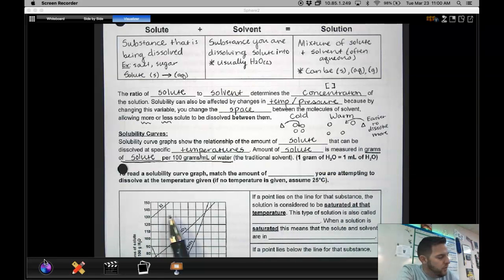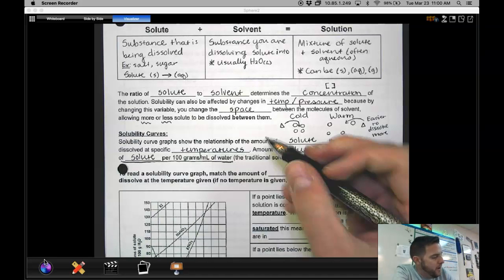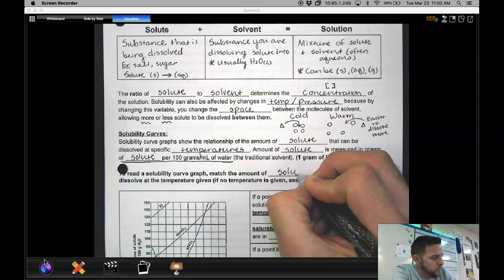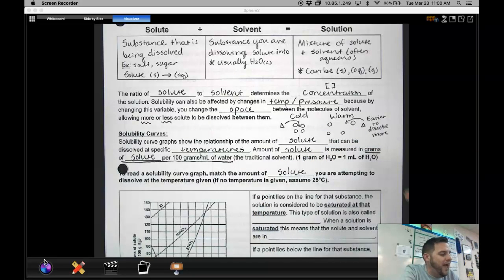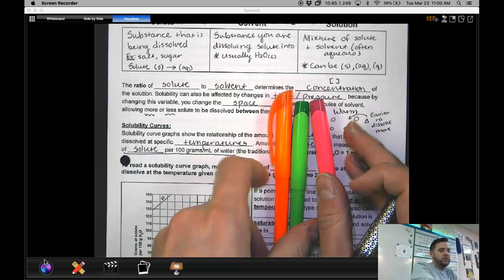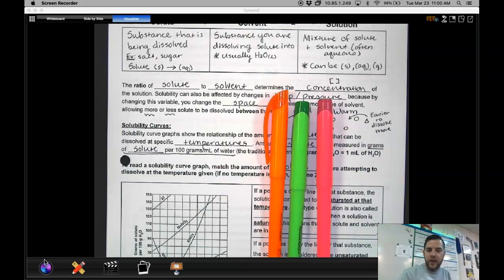So when we're reading a solubility curve, we're going to match the amount of solute you are attempting to dissolve at the temperature given to see if it's going to be able to dissolve. So right now, I'm going to be starting to use 3 different colored highlighters. Pause this video now. Go ahead and grab yourself those highlighters. I'm using orange, green, and pink.